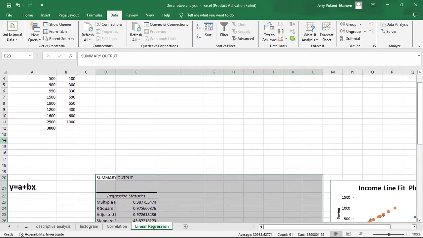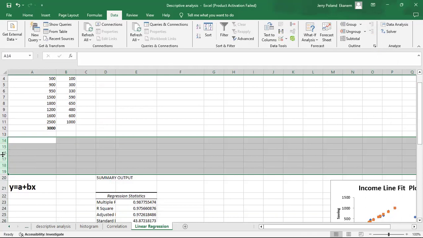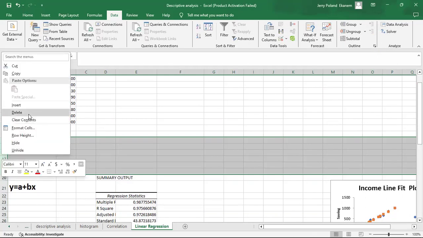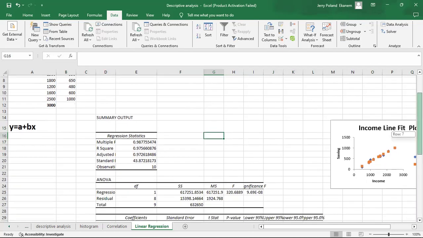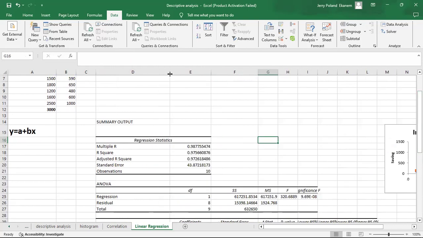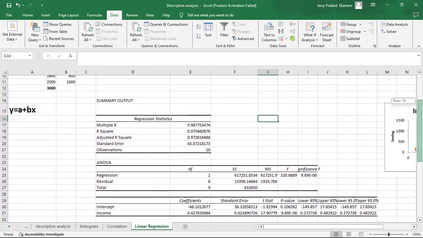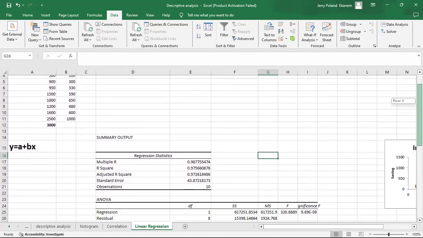I'm going to remove some of this so that we can really have a view. Okay, delete. All right, so we have this now. We have a summary output. Now there are a couple of things there. These are all statistical terminologies, which we may not really get to talk about, but there are some I need to explain. So we have the summary output of the regression analysis we just did.